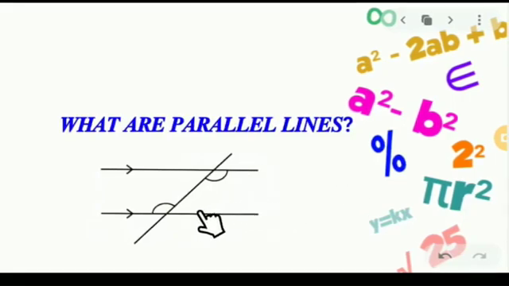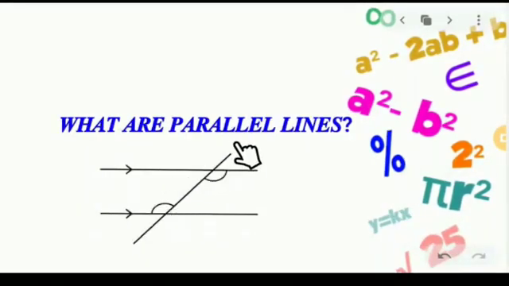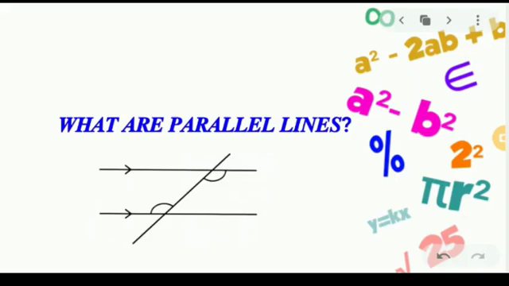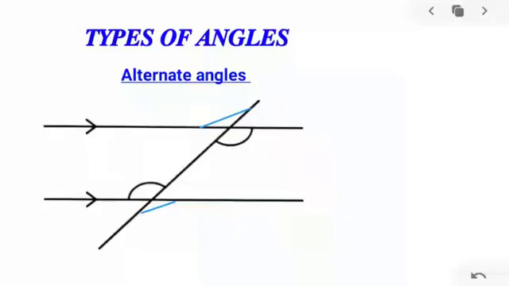Now, what are transversals? A transversal is a slant line which cuts parallel lines. Now, let's move on and see what angles are present between these parallel lines and the transversal. So, the first type of angle that we are going to learn is the alternate angle.